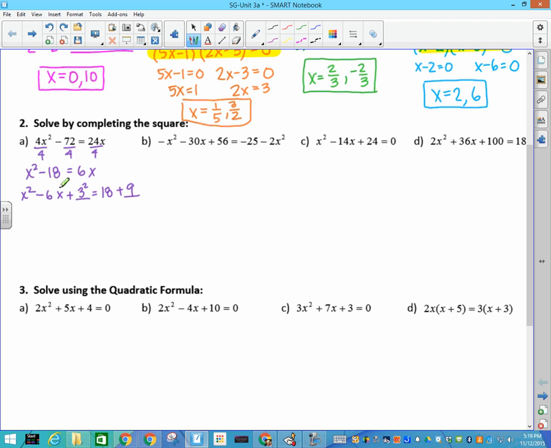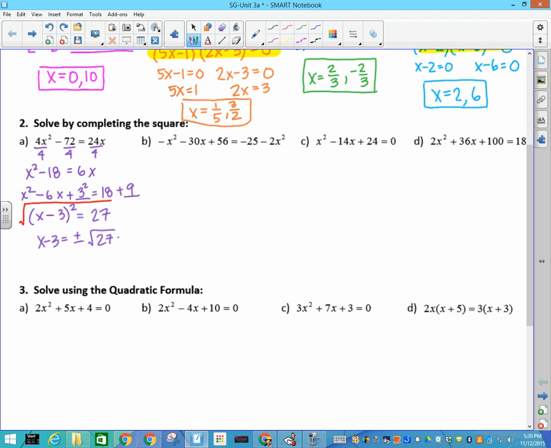And this helps me factor because it's x minus 3 squared. It's that without the 2, that without the 2, and that sign. Every time. 18 plus 9 is 27. And so now I'm going to take the square root of both sides. And when I do that, I'm going to have x minus 3 equals plus or minus the square root of 27.